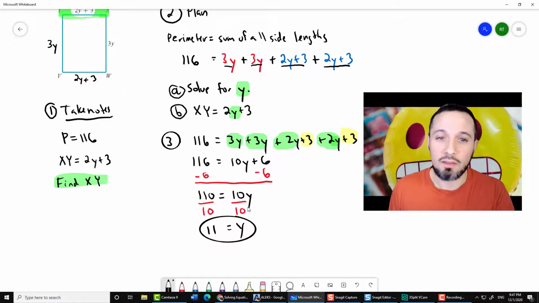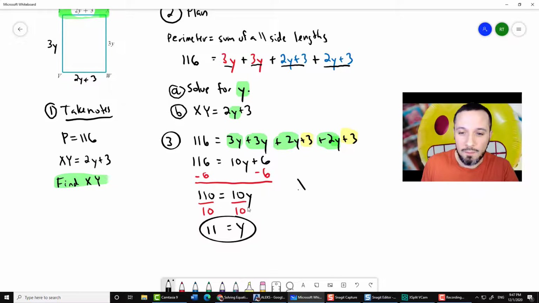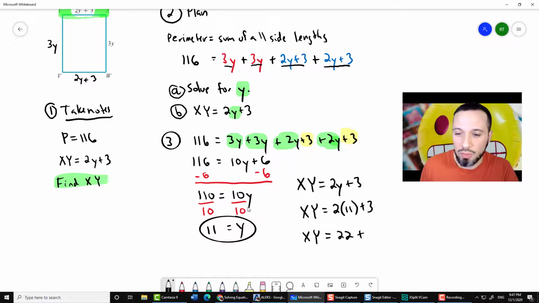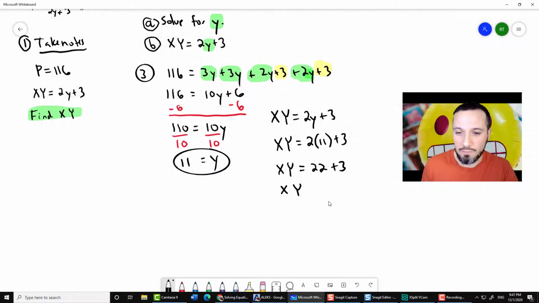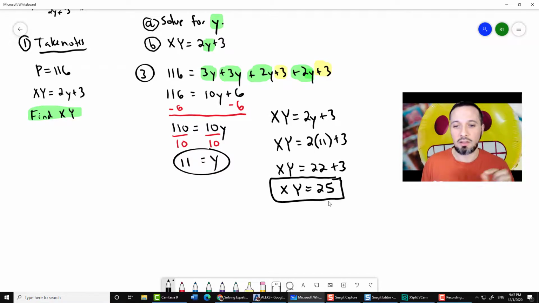But don't forget, that was only part A. We said in the plan that we're going to solve for y. We got y. Now we have to take that number and substitute it into the expression xy equals 2y plus 3. So I'm going to replace my y with the answer we got, which was 11. And we get xy equals 22 plus 3. And then when I simplify that even further, we get 25. So that is the length of the side xy. It's 25 units. And then we have one final step.